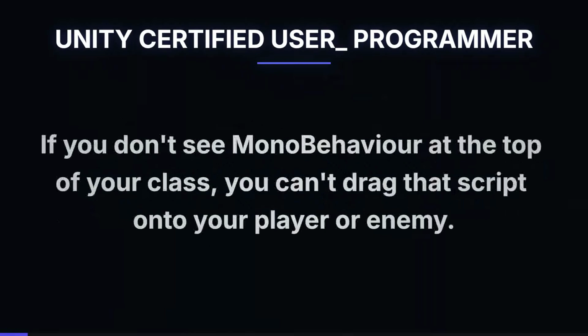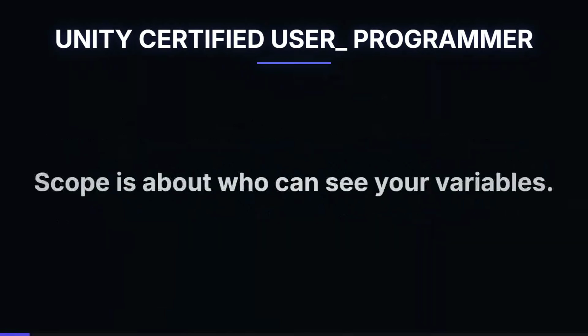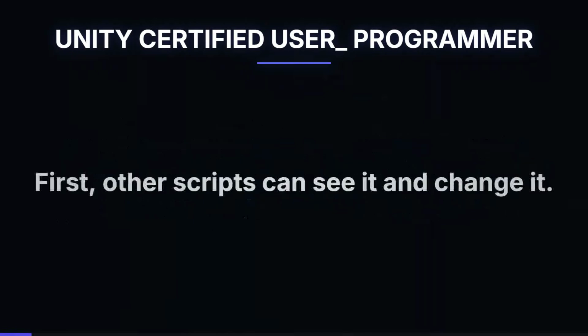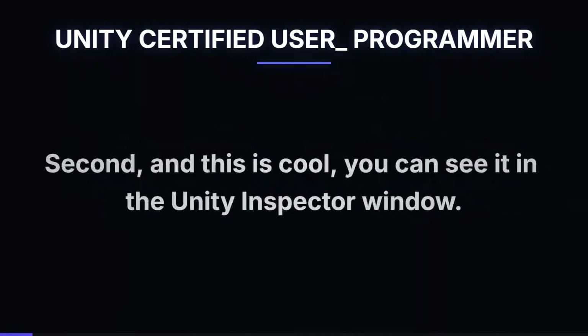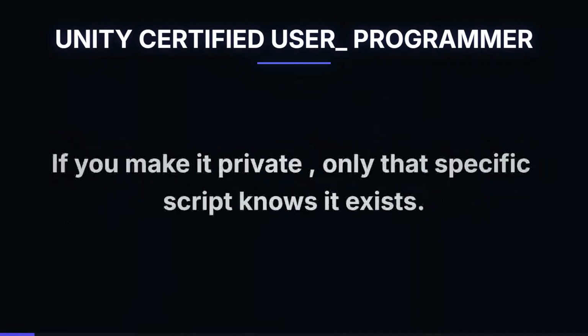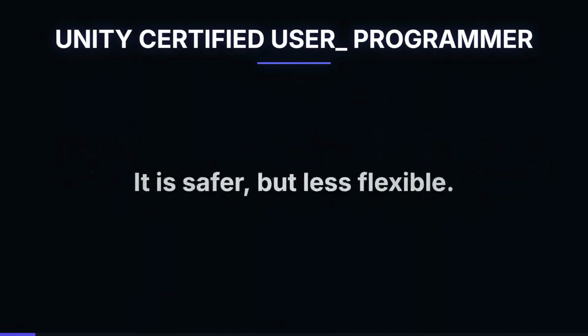Scope is another big idea you need to get. Scope is about who can see your variables. If you make a variable public, two things happen. First, other scripts can see it and change it. Second, and this is cool, you can see it in the Unity Inspector window. This means you can change the number while the game is running to test things out. If you make it private, only that specific script knows it exists. It is safer, but less flexible.